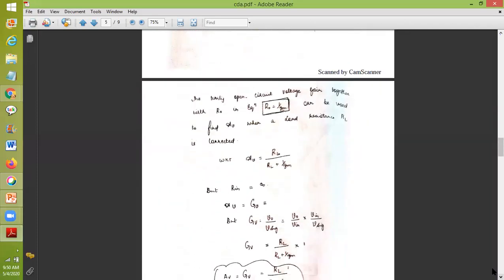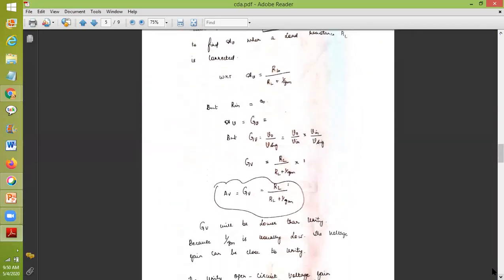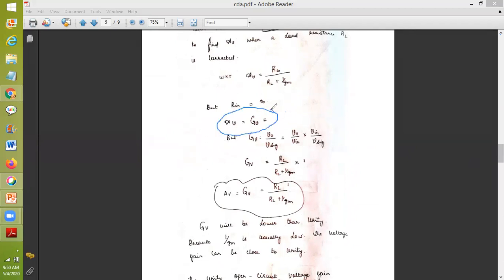Very important. Now the last parameter we have to find is Gv. So which is the last parameter we have to find? The last parameter we have to find is Gv. See, Gv is equal to Av. We have to prove this.